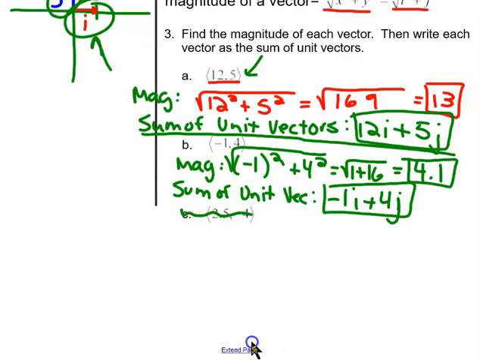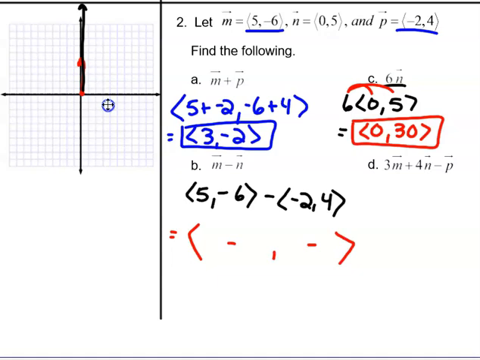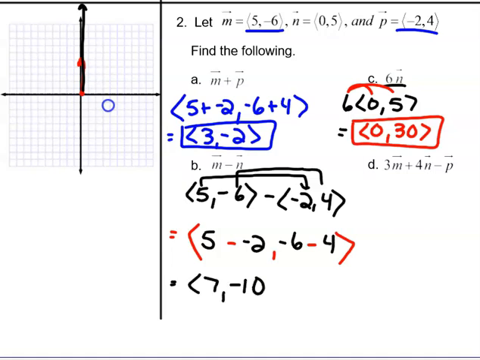So that is 2-dimensional. The next lesson is going to be 3-dimensional. Okay, subtracting vectors. So we're just going in order. So this is 5. Here, I'm just going to write this out, I think, this time. 5 minus, -6 minus -2, 4. Okay, so we have to do this in order. So I'm going to put a minus. So I'm going 5 minus -2, -6 minus 4. And it's 7, -10.